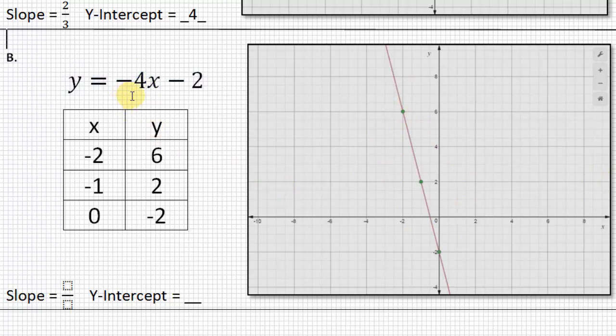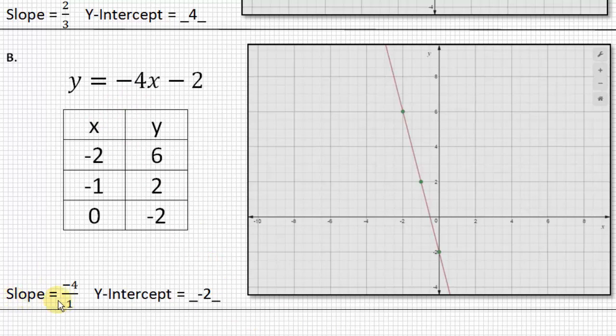And so I want you to take a moment and see if you can, just from the equation, identify what is the slope supposed to be, and what is the y-intercept supposed to be. What is the m value, and what is the b value? So go ahead and see if you can fill that in, and then pause it to do that, and then resume the video when you're ready to check.